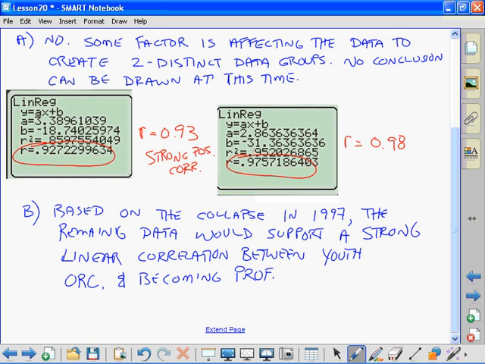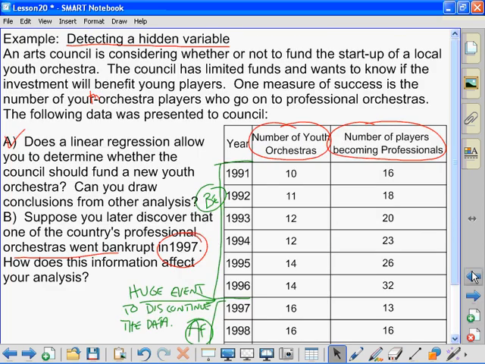So now I could go back to the committee and I could say to them, hey, if you ignore the 97 year where things went down the tank for that professional orchestra, and we look at it a before and after, we can see definitely there is a direct relation or direct correlation. So spending the money on the youth orchestra, yeah, I would support now based on the data that was provided.